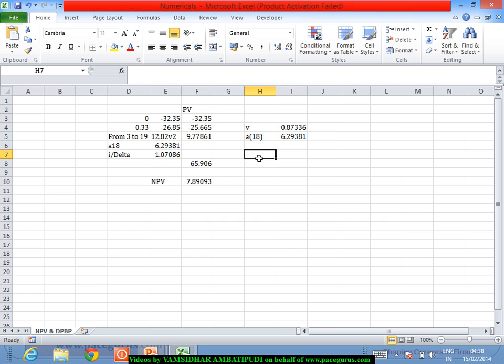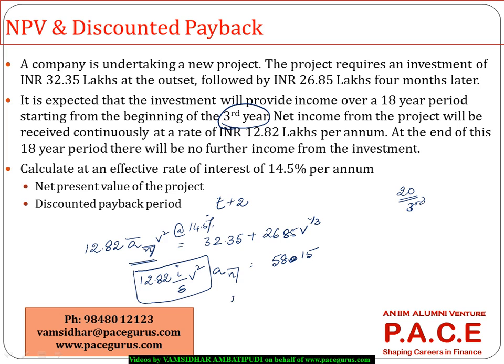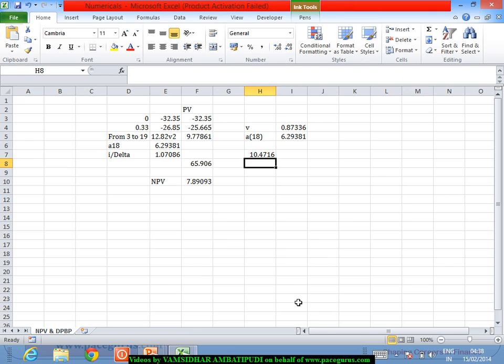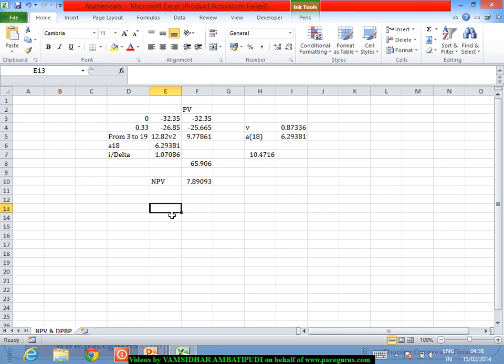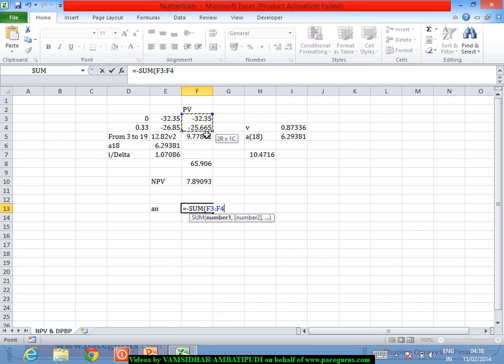So probably I can find out 12.82 v squared into I by delta is giving me around 10.4716. So directly it is giving me an is equal to 58.15 divided by 10.4716. So the same thing if I put here, an equal to these two things. I'll do the summation of these two, which is giving me some 58.05. This number is divided by 10.47. So an is working out to this much.